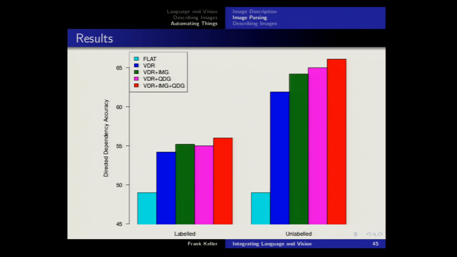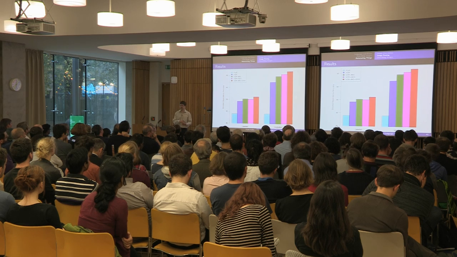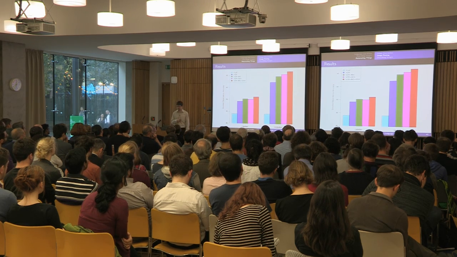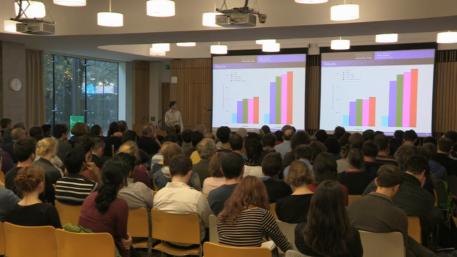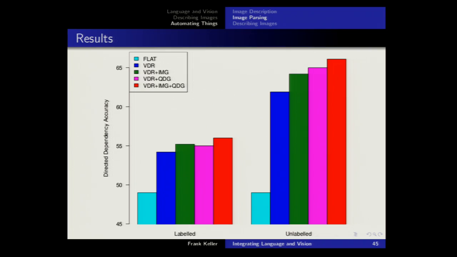And we can test it on an unseen test set, where we give it the images, the objects, but not the image parses, right? So we're taking the images and the objects in the image, and we generate the image parses. And so we can either do labeled or unlabeled parsing. And here's a baseline model, which just produces a flat structure. And if we then put our visual dependency relations into the mix, we get a performance of around 54%.